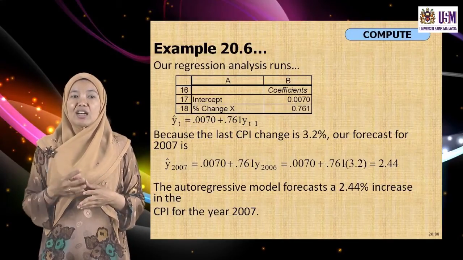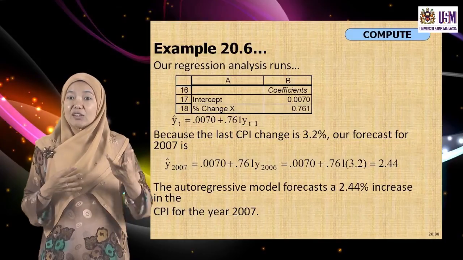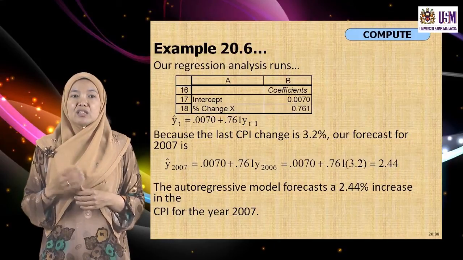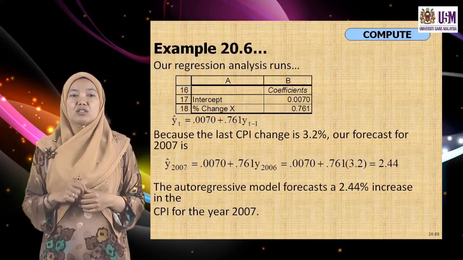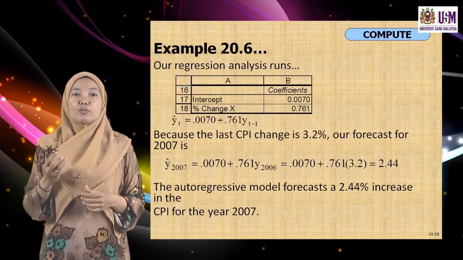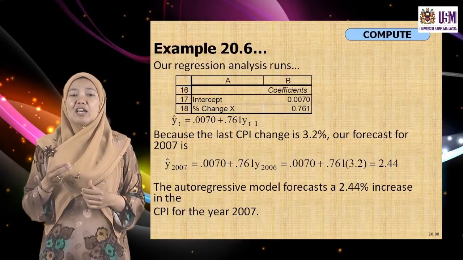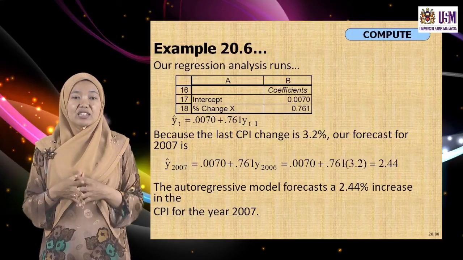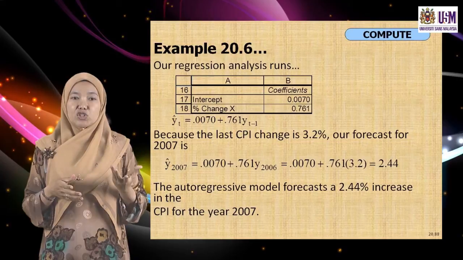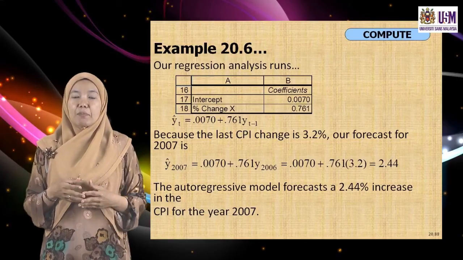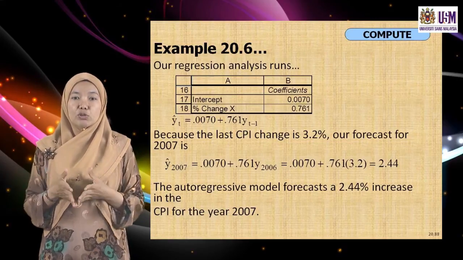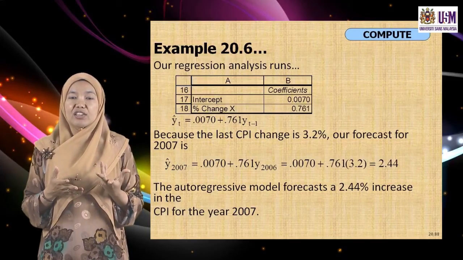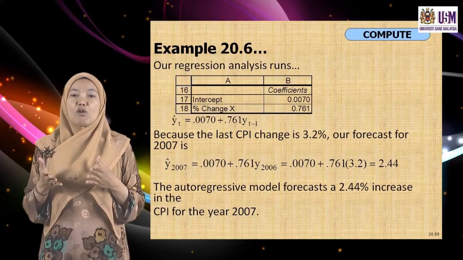So your forecast for 2007, that is the unknown that you need to forecast now. So Y hat for 2007 is equal to, take your regression equation, 0.007 plus 0.61, you need to multiply this with the value for 2006, the percentage change in 2006, and you know that the percentage change in 2006 is 3.2%. So what you get, the estimated CPI change in 2007, is 2.44.